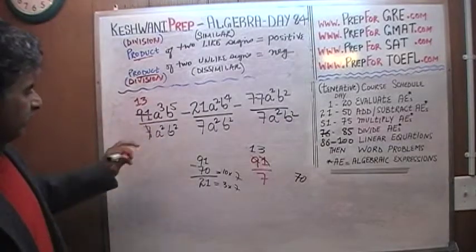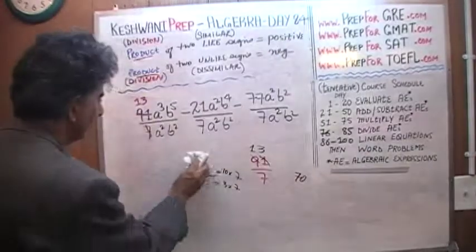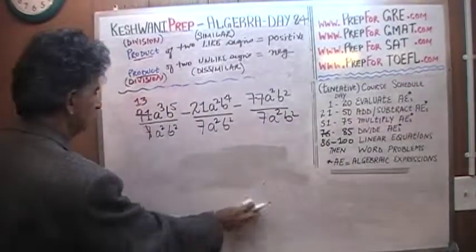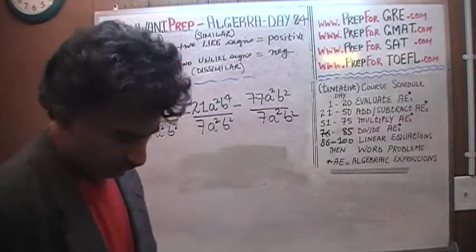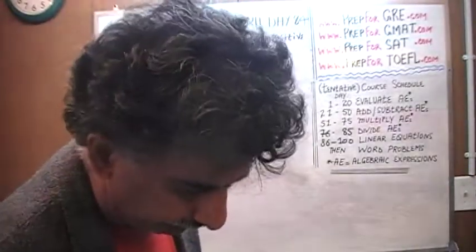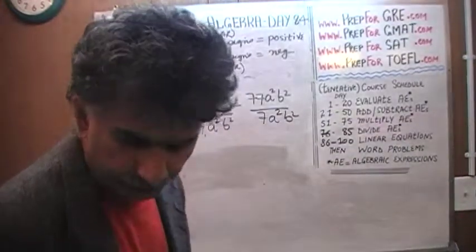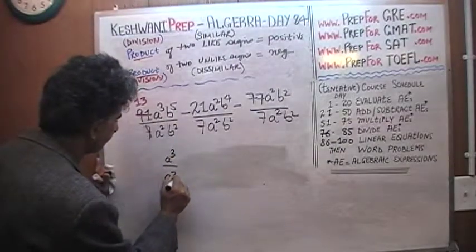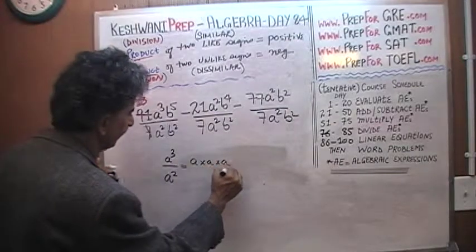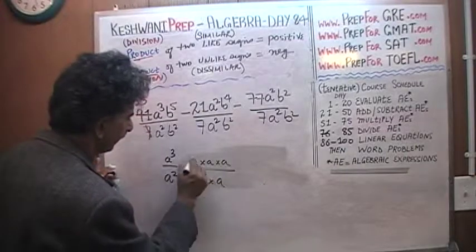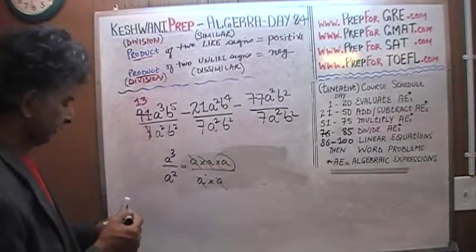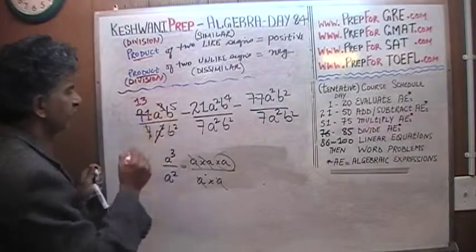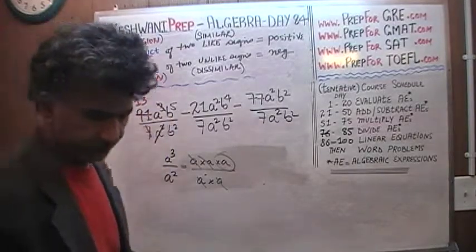Now we have a cubed divided by a squared. A cubed divided by a squared is the same as a times a times a over a squared. The a's are going to cancel out, and we're left with just one a. So the cube disappears, and it's just a to the first power. Keep on going then.